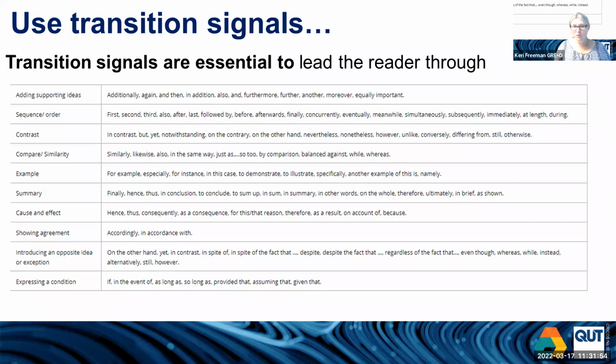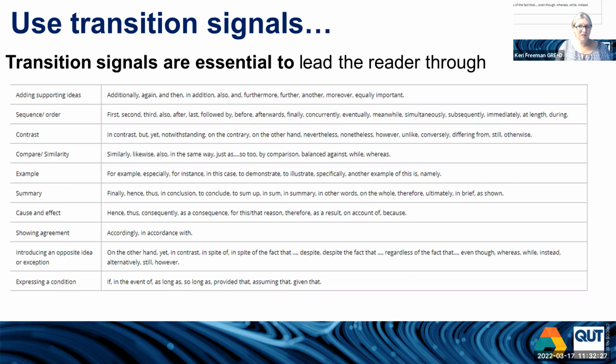Transition signals are also how you show your critical voice. Super important, they lead the reader through. You want to show cause and effect: hence, consequently, therefore. Mix them up as well. I don't want to see 100 therefores. Maybe you don't like hence, that's okay. Maybe your supervisor won't like hence. Mine didn't. But you can see there are so many that you can use. It just leads the reader through.